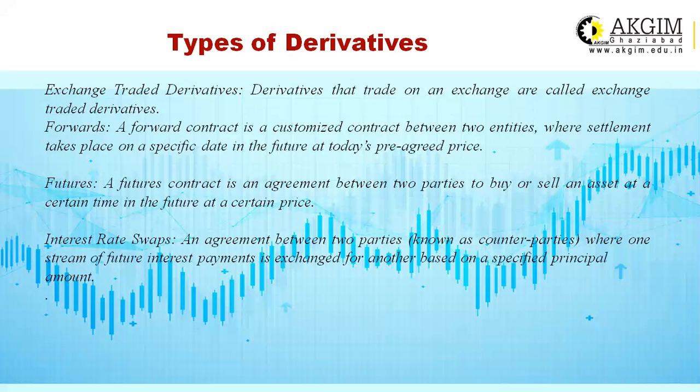The next one is the interest rate swaps. It is an agreement between two parties, known as counterparties, where one stream of future interest payments is exchanged for another based on a specified principal amount, and this principal amount is a notional amount. There is no exchange of the principal amount, but there is an exchange or swap of the interest payments only.